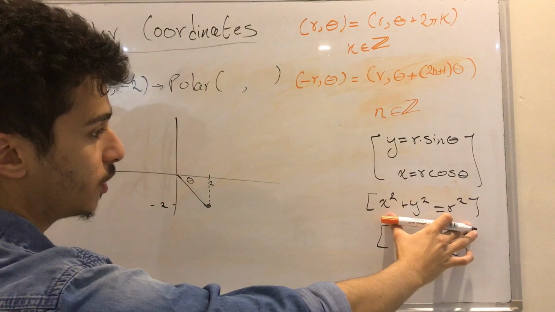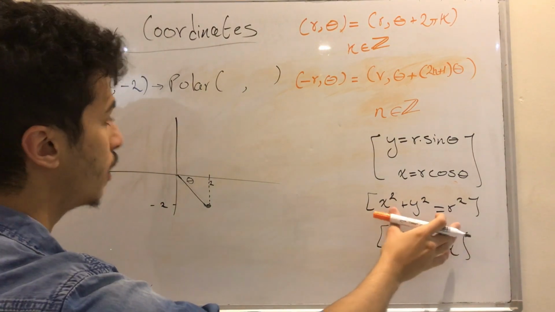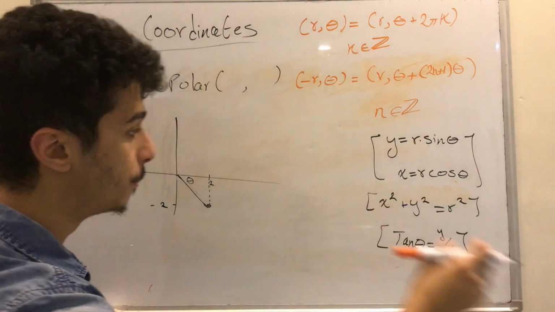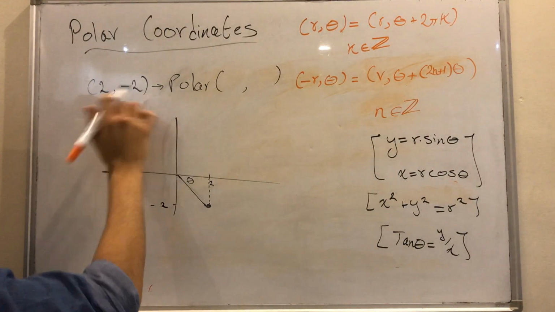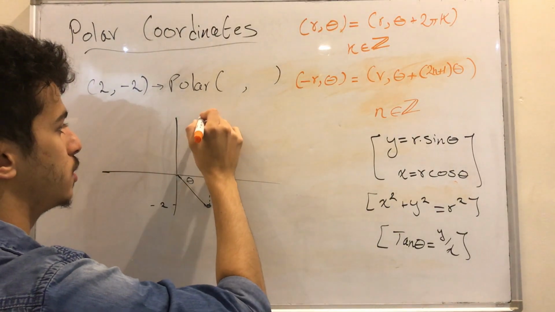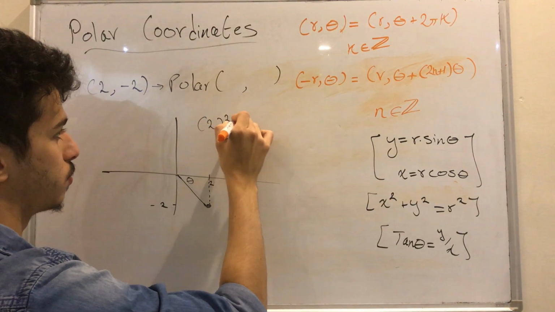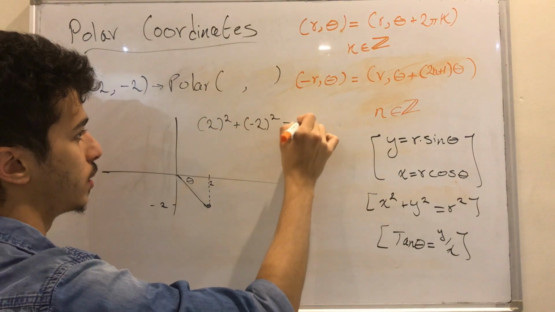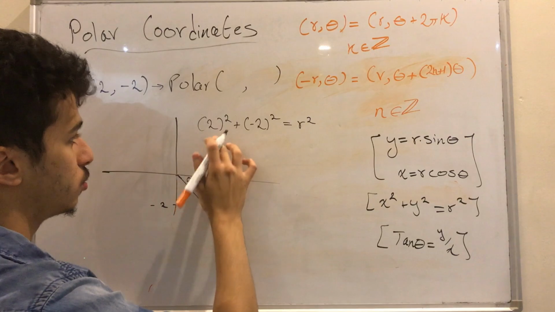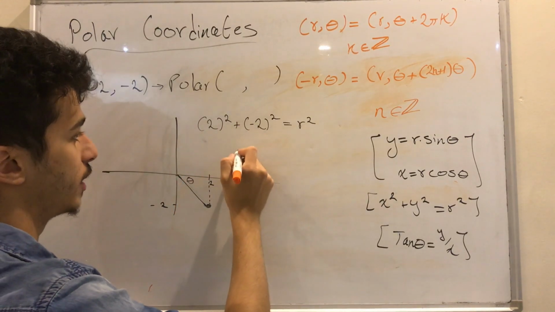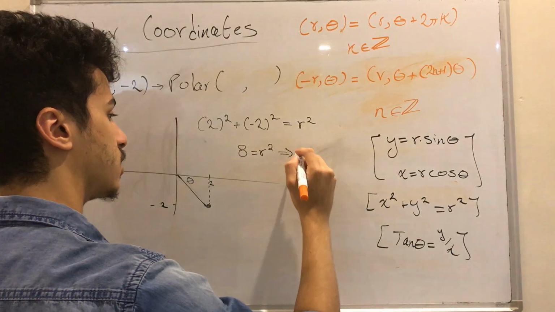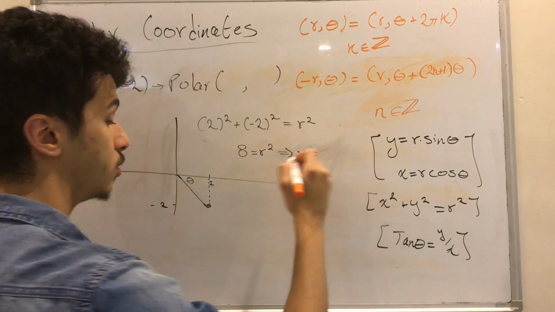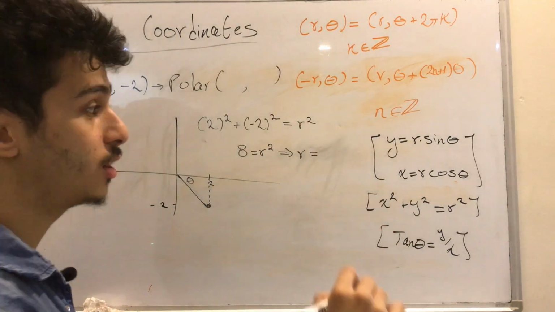Using this formula right here, the Pythagorean formula, we can get the value of r. That would be x squared plus y squared equals r squared. x is 2 and y is -2. So that would be 2 squared plus (-2) squared is r squared. This means that 2 squared, which is 4, plus 4, that's 8, is r squared. Taking the root of both sides, you'll see that r is positive or negative 2 root 2. I'm just going to take the positive.